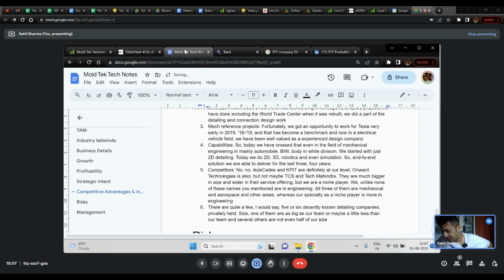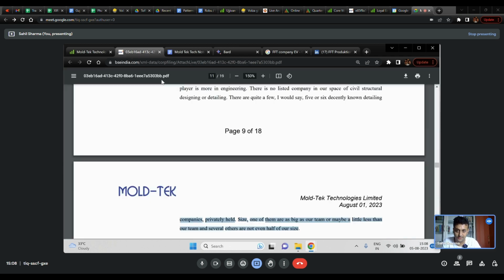The way to think about it is, if this kind of detailing is largely unorganized, if the largest player here is Moltec, if the general trend is for these kind of services to shift from US to India, and if Moltec is already moving up the ladder, a few rungs of value addition up the ladder, all of those things point to the fact that there can be a very large growth advantage period, or they can grow for a long time. But all of that is obviously modulo the analysis of the competitors and verifying the claims that they are making.